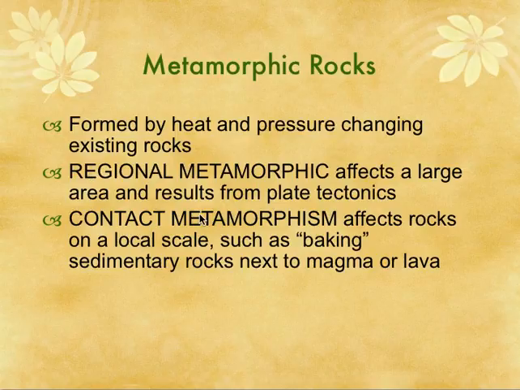You have regional and contact. Regional is for a large area, such as a collision of plate tectonics, and contact metamorphism can be when a lava flow or a magma chamber can bake the rock surrounding it.